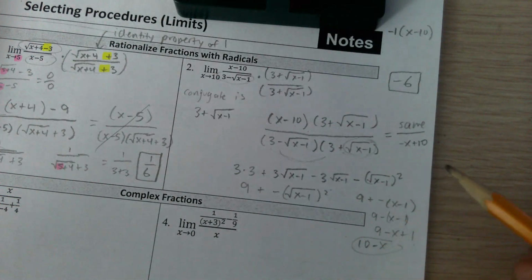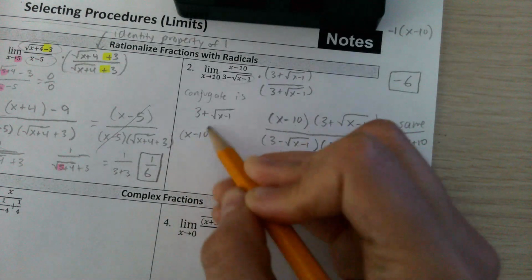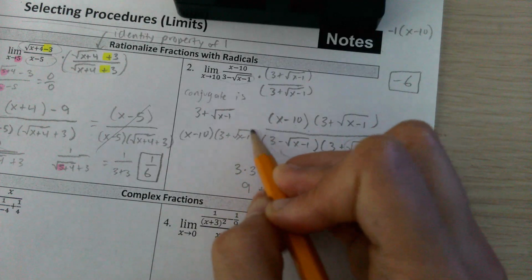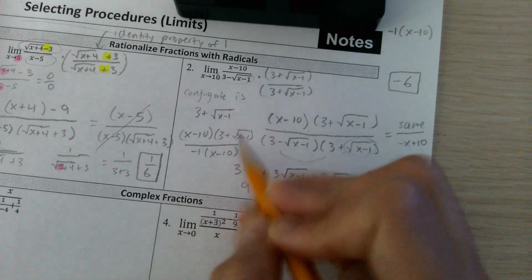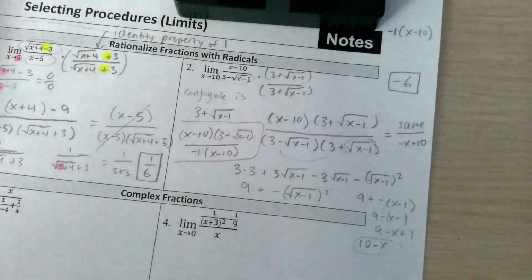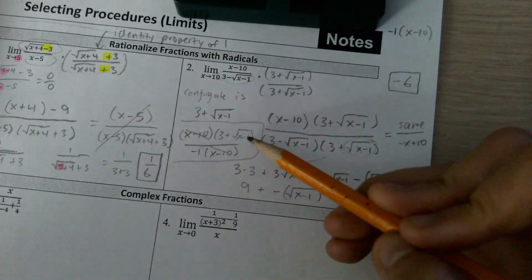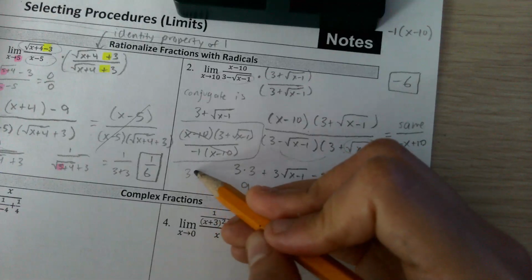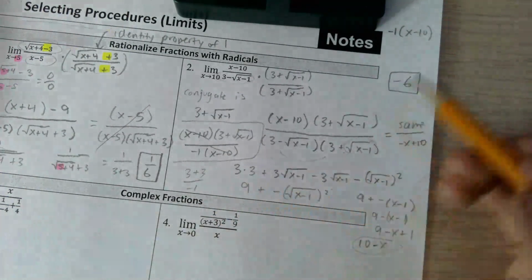I'm trying to figure out where I could put it. So we have x minus 10, 3 plus square root of x minus 1, all over negative 1 times x minus 10. These two things cancel by design, and then we can just plug in 10, and we end up getting negative 6. So we have 3 plus 3 over negative 1, which is negative 6.